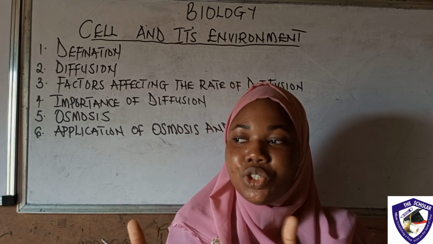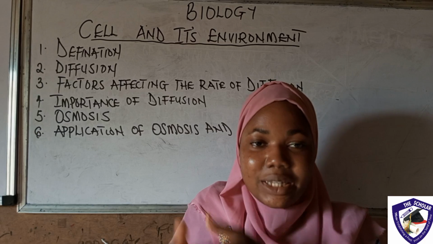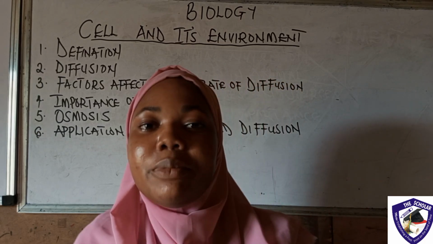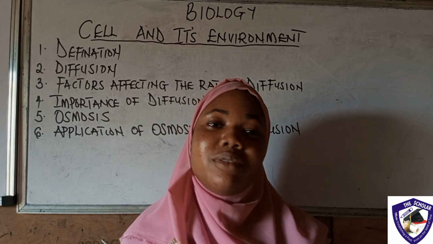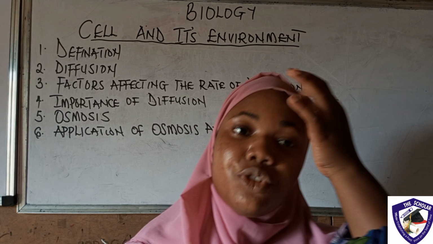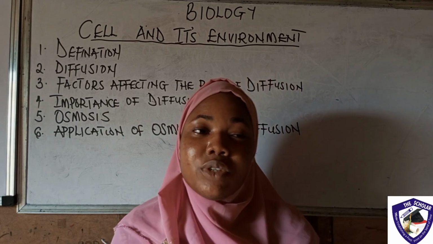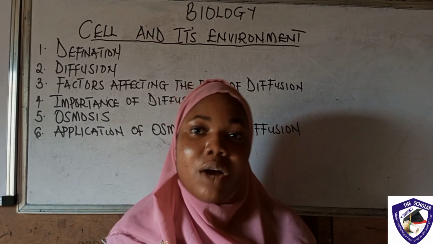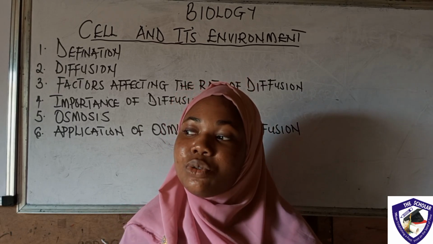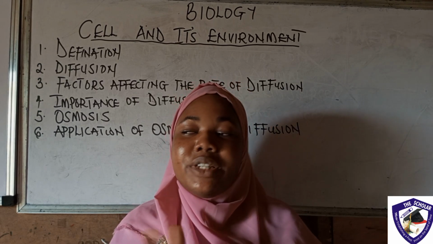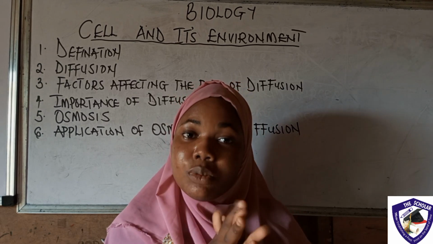Now what is the application of osmosis and diffusion in living organisms in our environment? The first one enables the absorption of water in our kidney tubes. Also, it helps in the entry of water into the cytoplasm of unicellular animals. It also helps in the movement of water in and out of every living cell, and it is also used in the absorption of water from the soil by the root hairs. All these are the application of osmosis and diffusion.